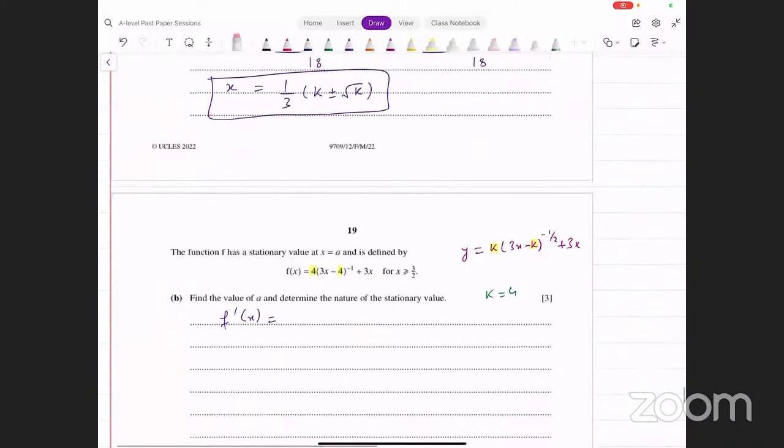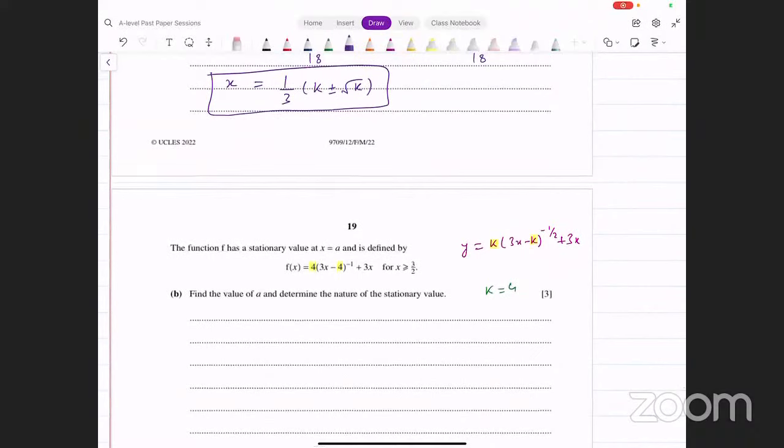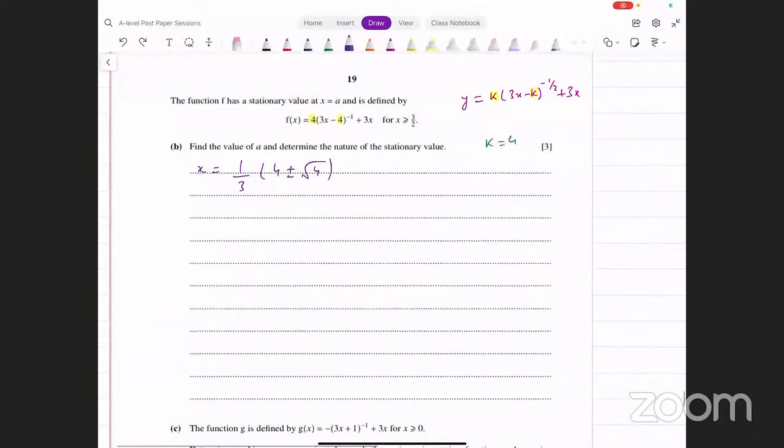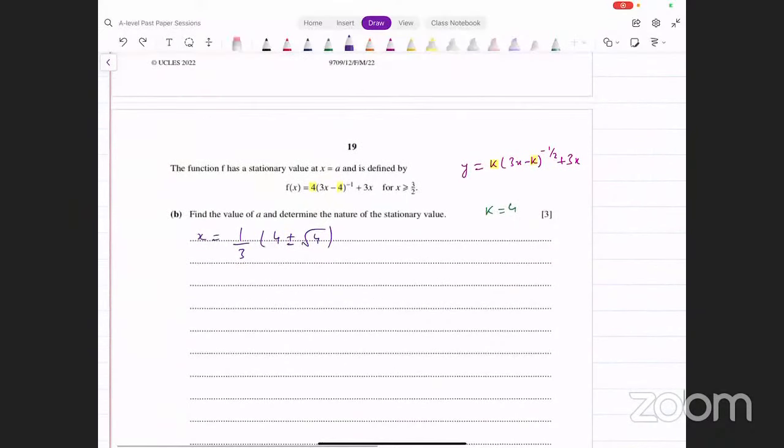So basically, what will the values of x eventually be in this case? 1/3 into k plus minus square root of k. Since k has become 4, you can write down those values directly here: 4 plus minus square root of 4. Because when we compared the two, only 4 was input in place of k. You don't need to redo all that working. You could, and you would still get the same thing at the end, but you don't need to do it here. That's why it's only 3 marks, because you just have to use the previous part.